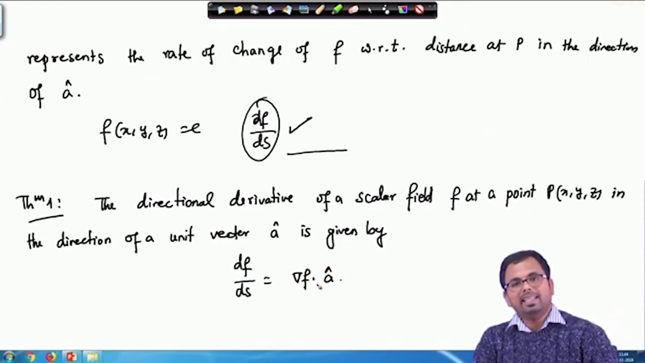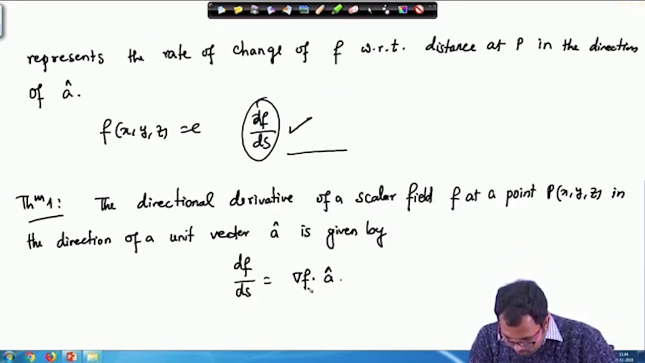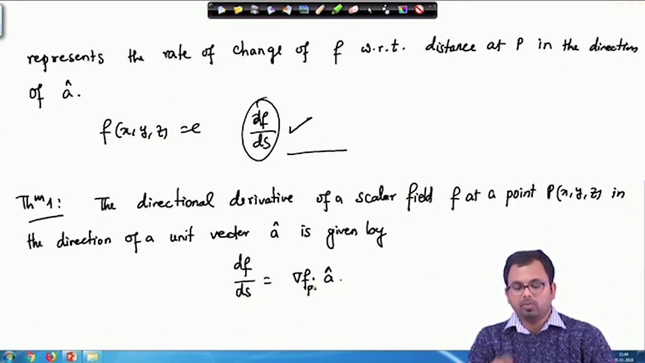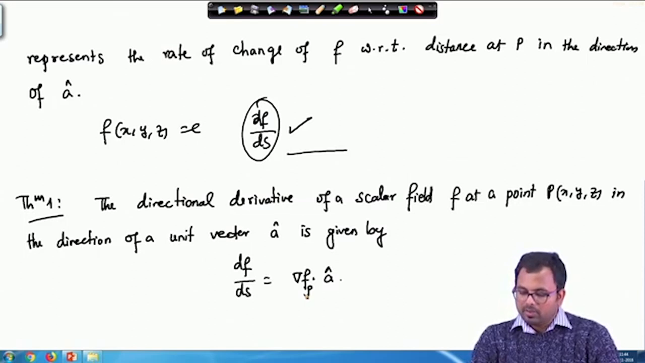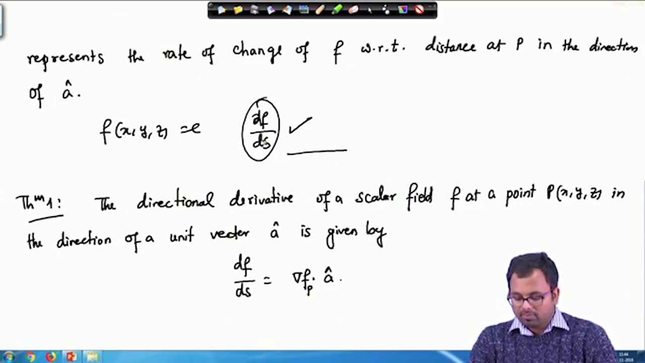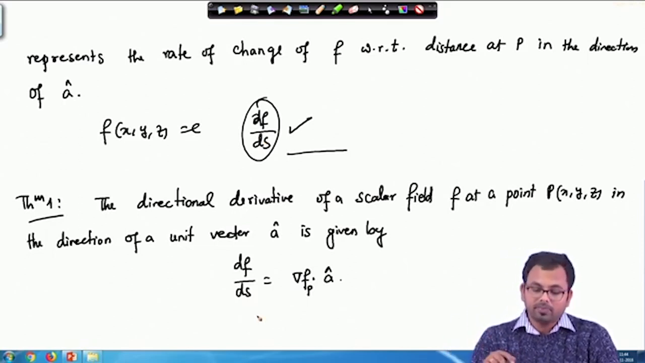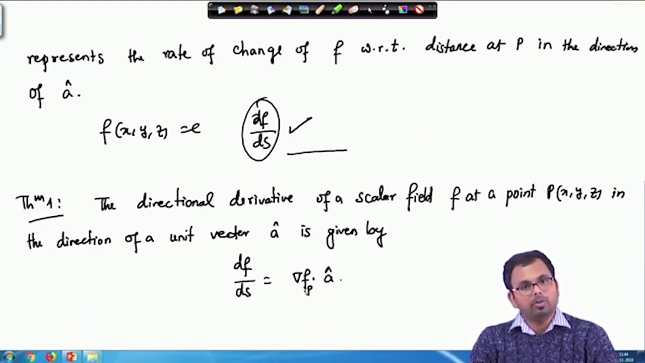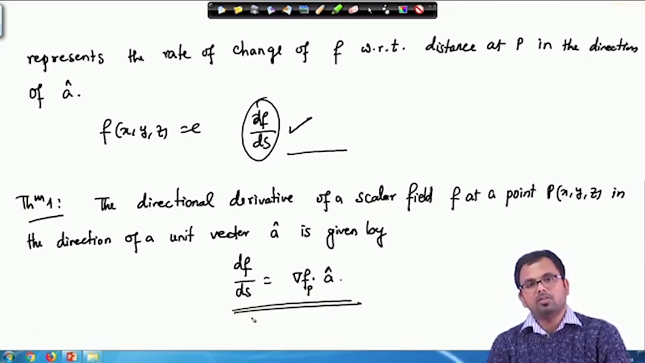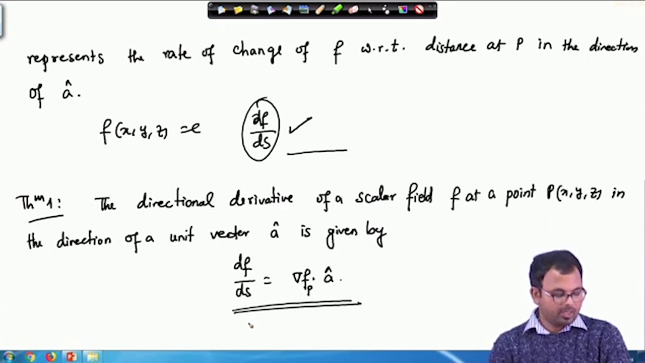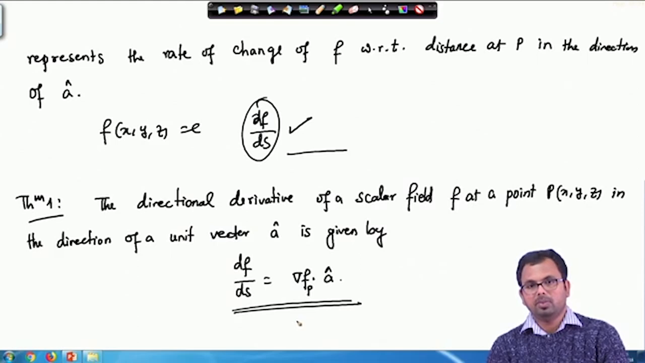So, we have to calculate the gradient of the function at the point p, and that says the gradient has to be calculated at the point p times the unit vector a cap. That means instead of calculating df ds, using this theorem, the directional derivative of the function f at the point p in the direction of a cap is given by the gradient of f at the point p dot product with a cap. So, df ds equals the gradient of f at the point p times a cap. This is a very small result, and we will try to prove it and see how df ds equals the gradient of f at p times a cap.